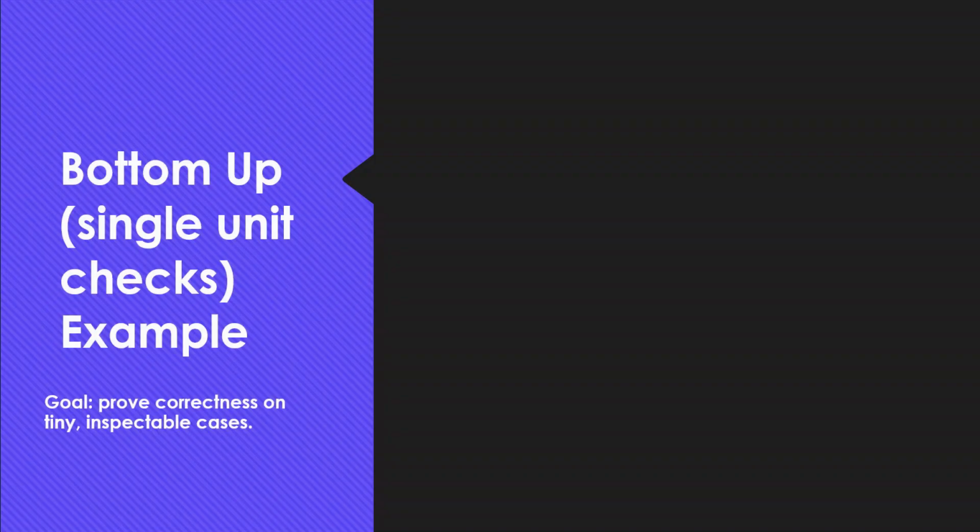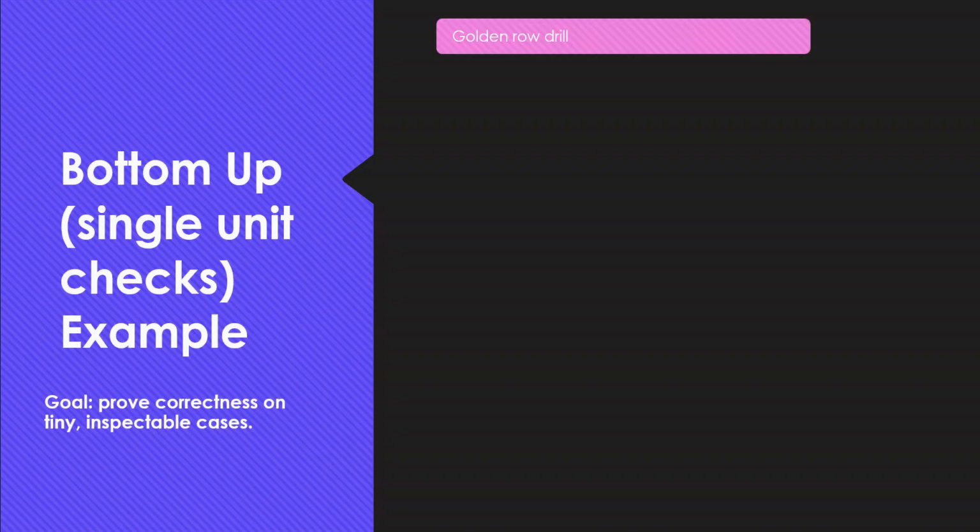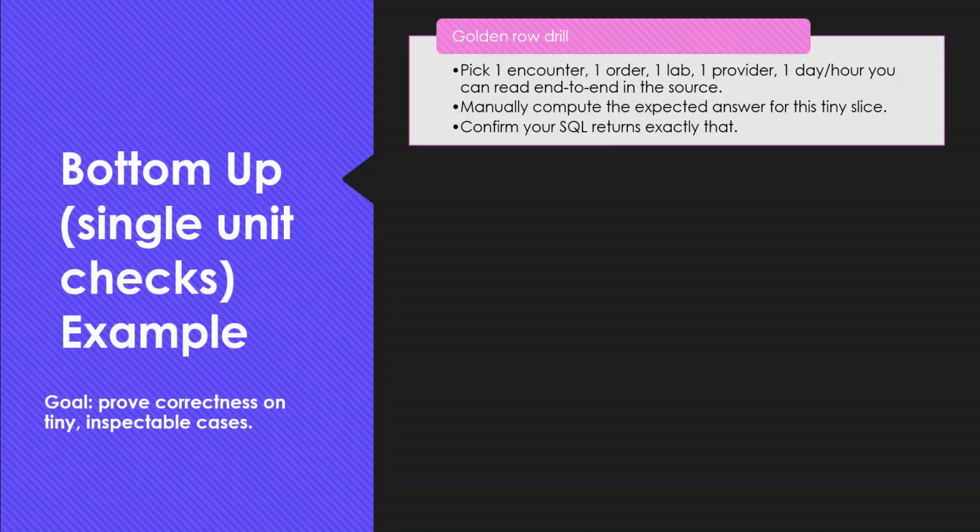First of all, that bottoms up, looking at the single unit. There's a couple different things in this. Number 1, we're looking for a golden row, like give me just 1 row, 1 encounter, 1 order, 1 lab, whatever it is, and let's just get to where we can see it, manually checking to see that that row looks right. So this is the simple stuff.